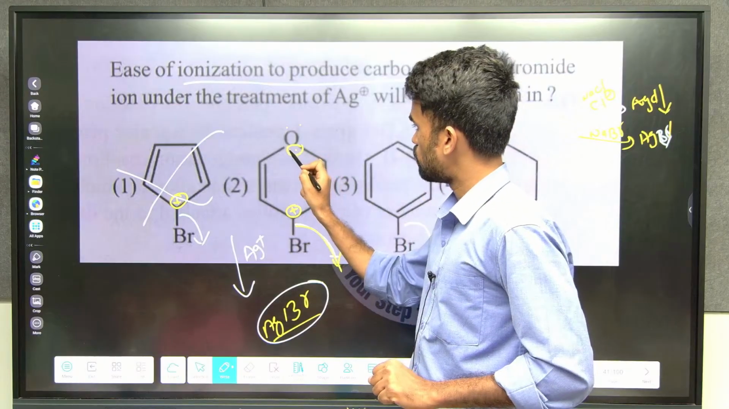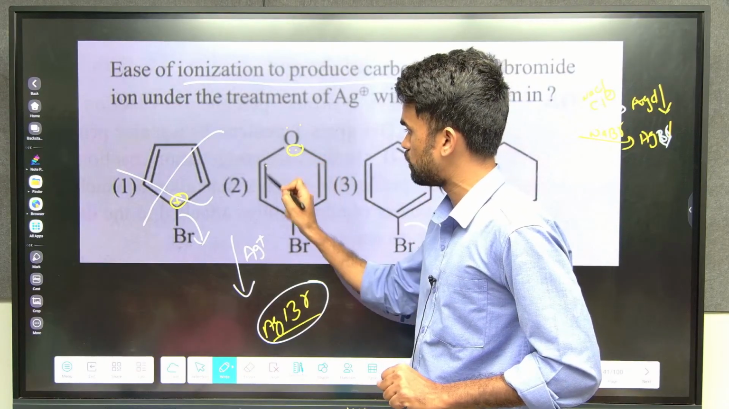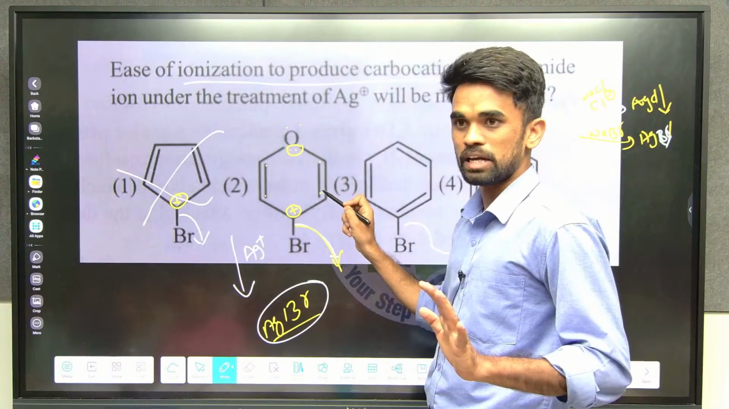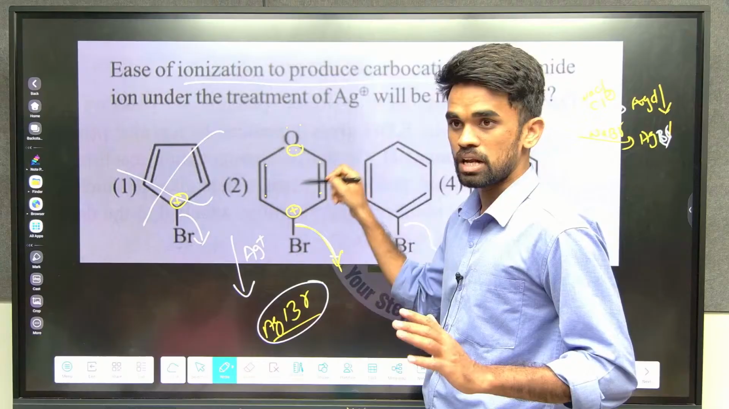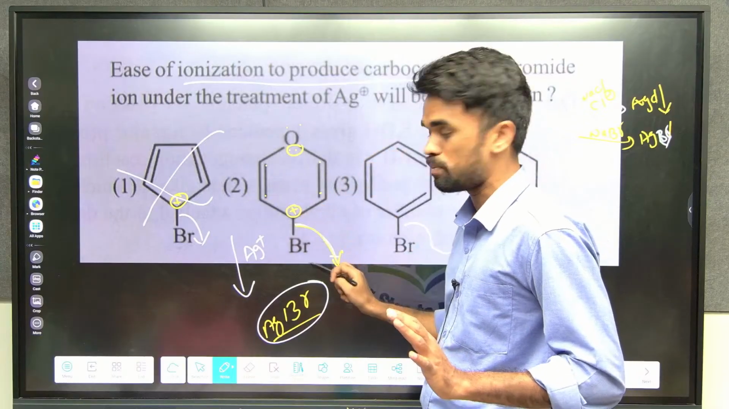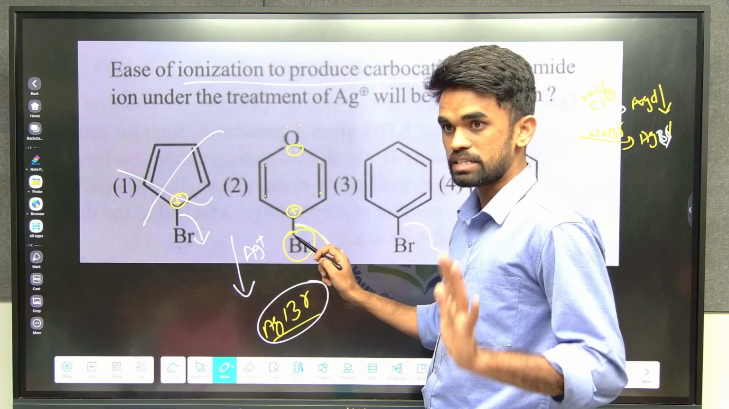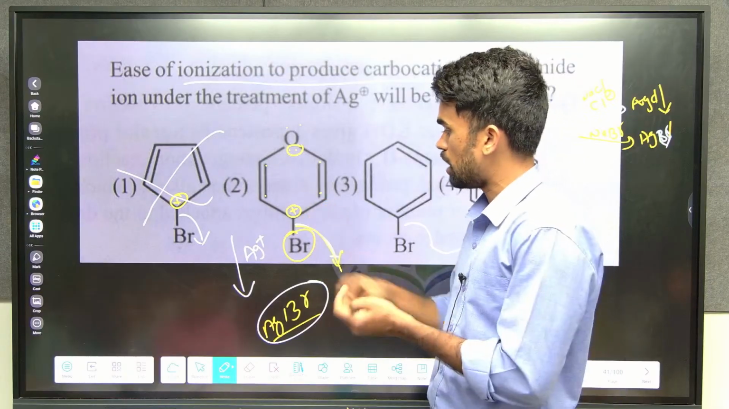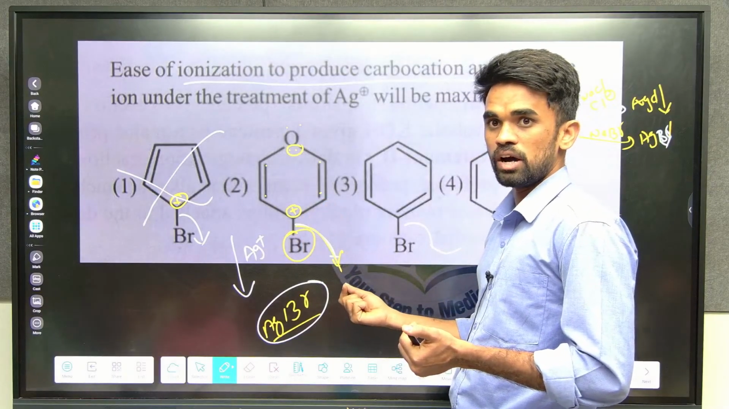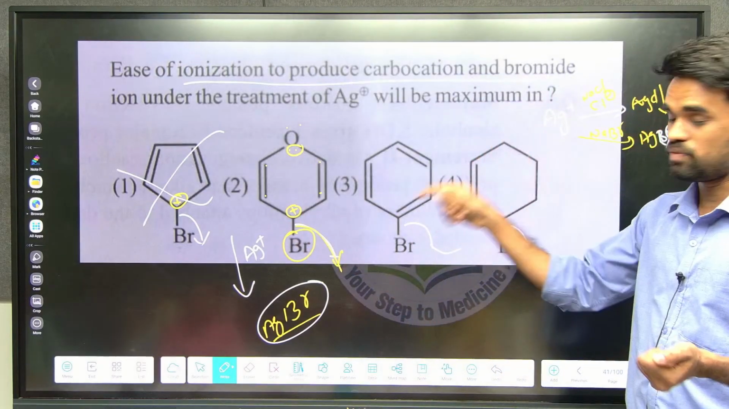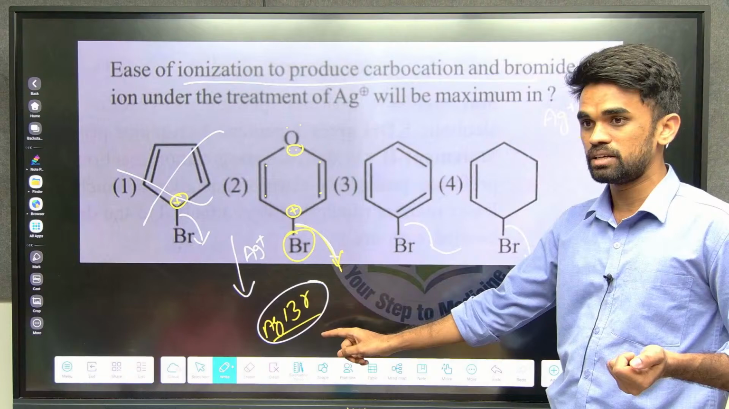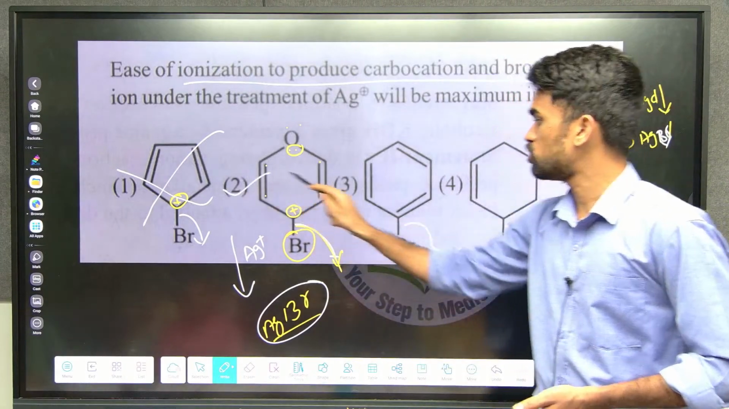Okay, so one lone pair here means 2 electrons, 3, 4, 5, 6. Six pi electrons, an aromatic number. Okay, six pi electrons, complete conjugation, all rules are followed. So this is becoming aromatic after removing the bromide ion. Yes or no? So the ionization of this compound is easy. Will you agree with that? Yes. So which is easier to ionize, which easily forms the AgBr precipitate? The second one.